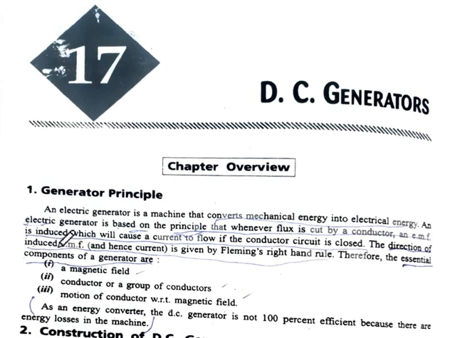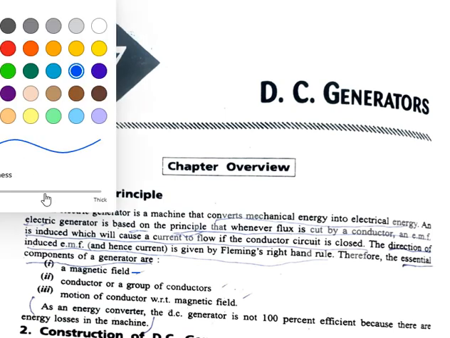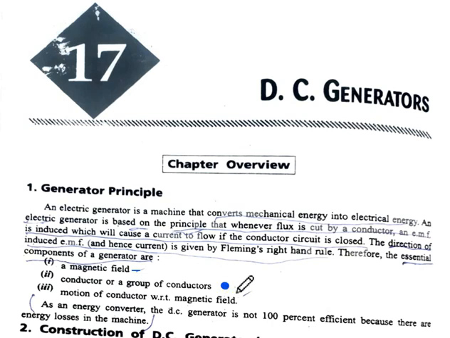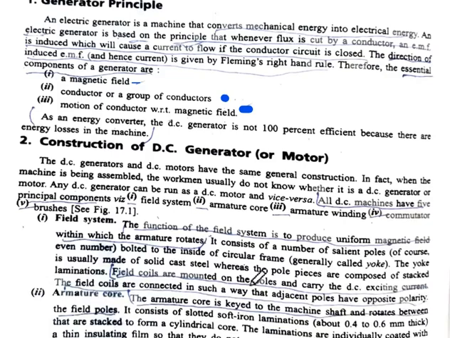The direction of induced EMF and hence current is given by Fleming's right-hand rule. Therefore, the essential components of a generator are magnetic field, group of conductors, and motion of conductors with respect to the magnetic field. As an energy converter, a DC generator is not 100% efficient because there are energy losses in the machine.